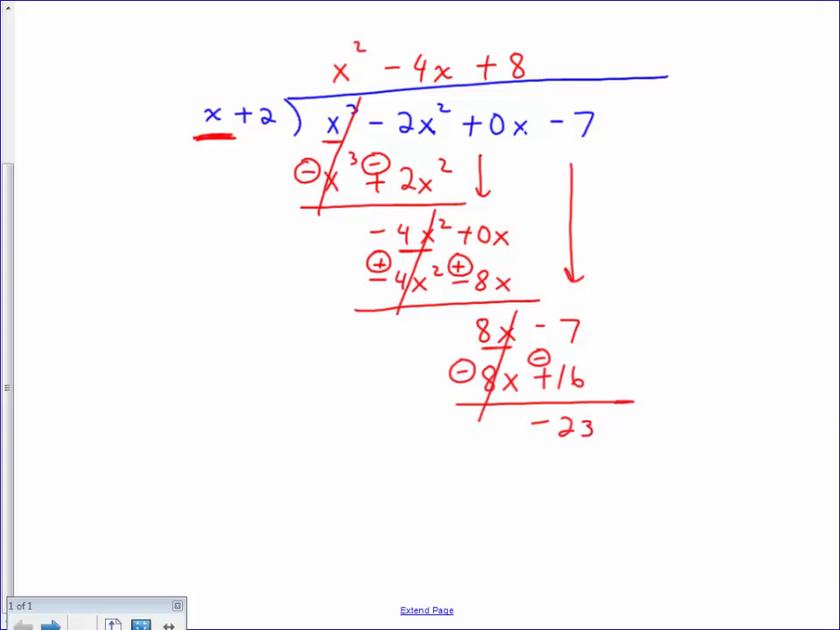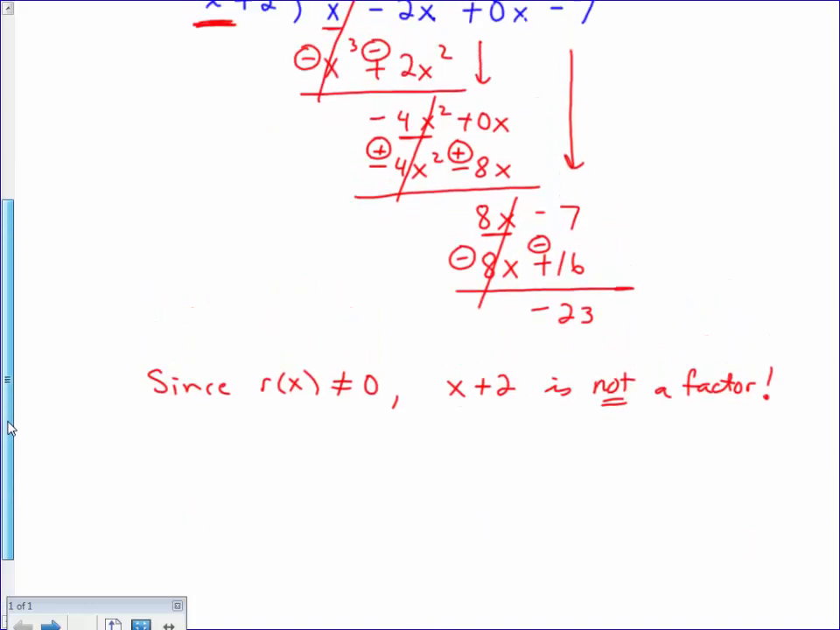Now, because the remainder is not 0, that means that x plus 2 is not a factor of the x cubed minus 2x squared minus 7. So we'll say here, since the remainder is not equal to 0, then x plus 2 is not a factor. And so that means that I can't find the remaining zeros given this information. Okay, so what I'll do instead is I'll write it in the proper format.